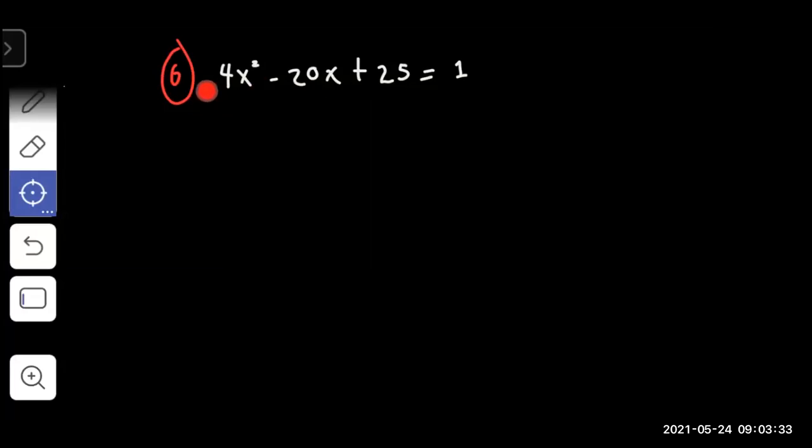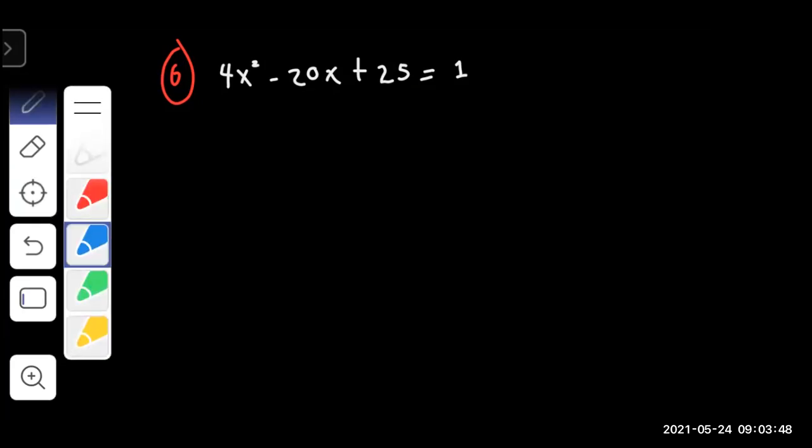Usually, just look at the first and third term, guys. Are they perfect squares? Square root of 4? Yes. 2. Square root of 25? 5. Yes, it might be a perfect square, guys. So let's figure that out. And how do we do that? Okay, we factor the first and the third term.